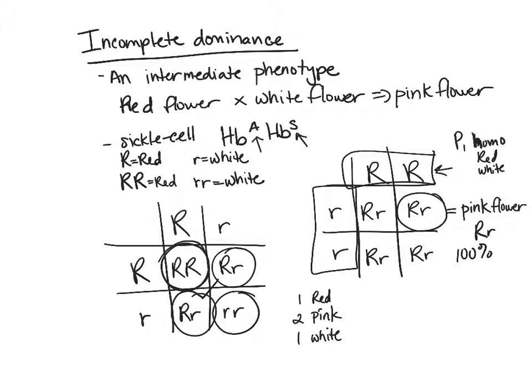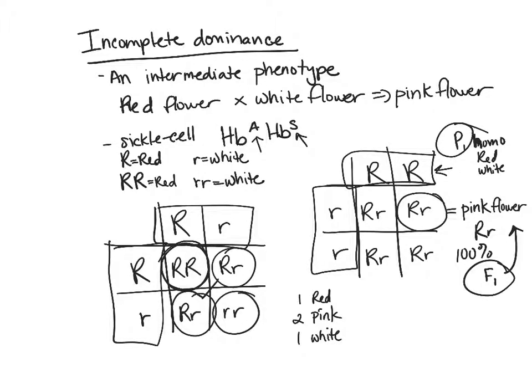So when we see incomplete dominance, when we cross the parent generation, we end up getting the F1 generation. The F1 generation is the pink flowers. If we cross our F1 generation, the pink flower with the pink flower, then what we get here is our F2 generation. Our F2 generation has a 1 to 2 to 1 ratio, and the 1 is our red flower, our 2 is the intermediate, and then the 1 is our white flower.